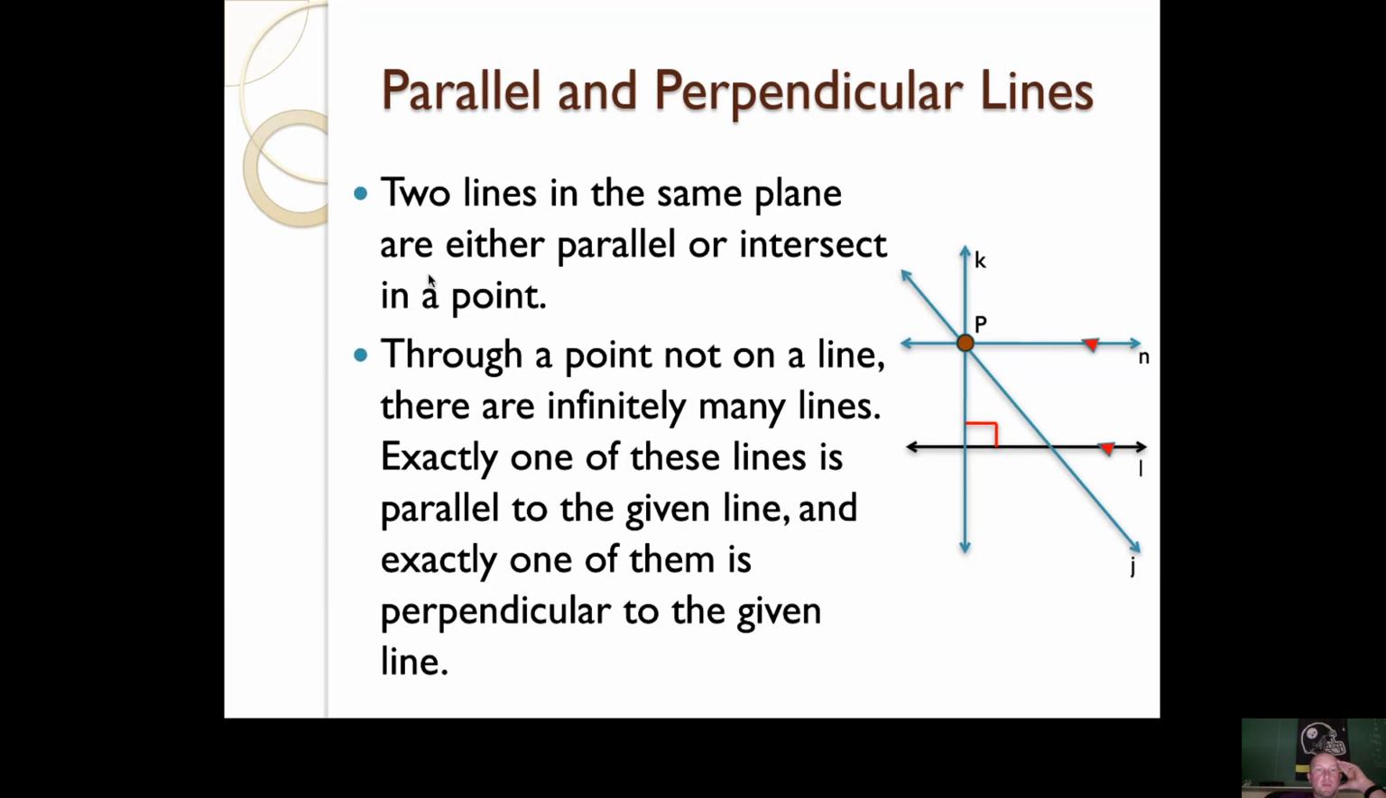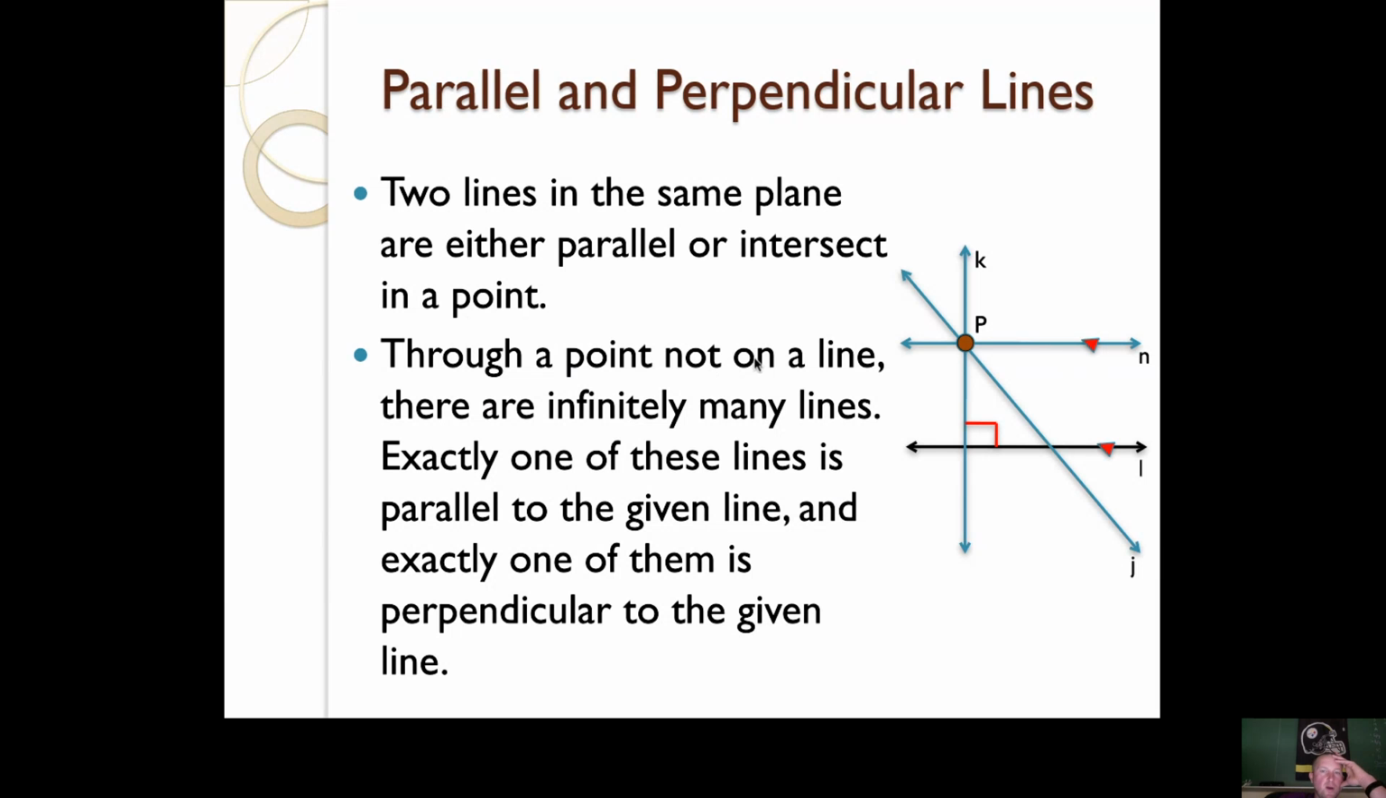Two lines in the same plane are either parallel or they're going to intersect in a point. So notice these two lines are parallel. These two lines intersect at a point. If they live in a plane, those are your two options. They're either parallel or they're going to intersect at a point.